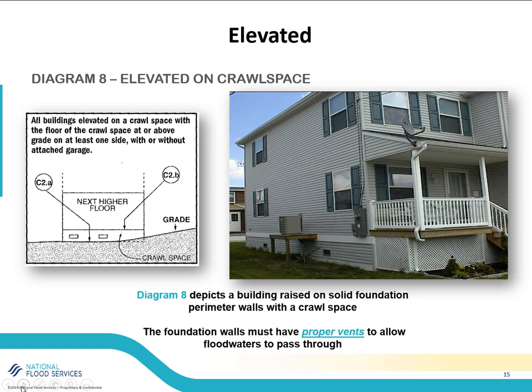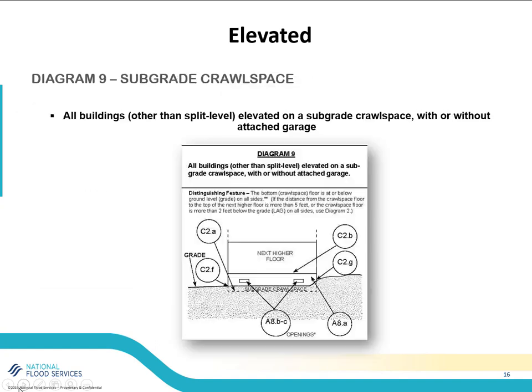If the venting criteria are met, the floor used for rating will be C2B, which is the top of the next higher floor. If the venting criteria are not met, the floor used for rating would be C2A, or the top of the bottom floor. A very common question anytime we talk about crawl spaces is what makes a crawl space different. In order to be considered a crawl space, the distance between the top of the bottom floor and the top of the next higher floor is no more than 5 feet.